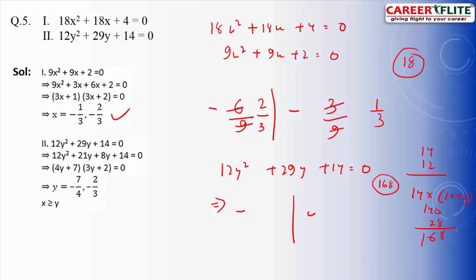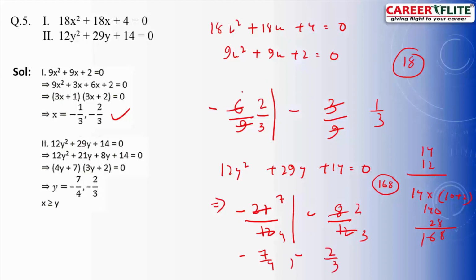So 168 should be divided in such a way that the addition gives you 29 and the multiplication gives you 168. So the values will be 21 and 8. You can take the multiples and see, you will get 21 and 8. Now divide 21 by the coefficient first. 3 7s are 21, 3 4s are 12, that is minus 7 by 4, and here 4 2s are 8, 4 3s are 12, we have 2 by 3.